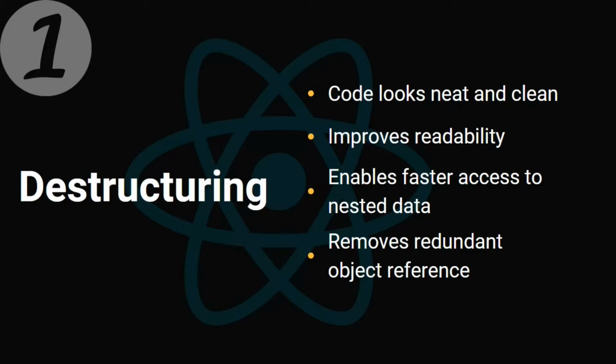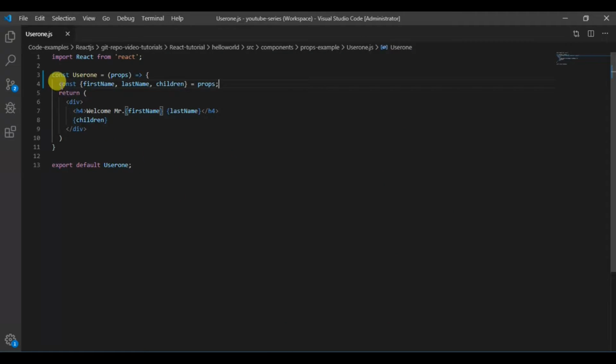We do not have to iterate over an array or object repeatedly to get the properties of its nested children, for example. Let's look at this component. I have destructured the props object, so I am able to access the properties directly rather than referencing the props keyword each time. And also the code looks neat and clean, right?